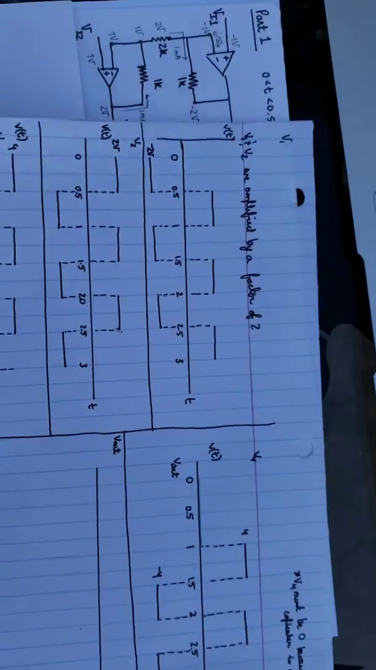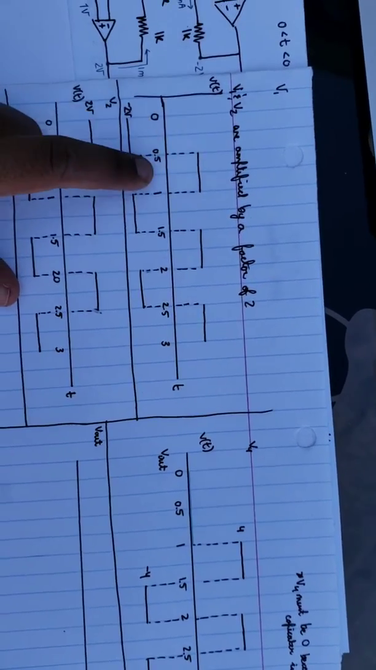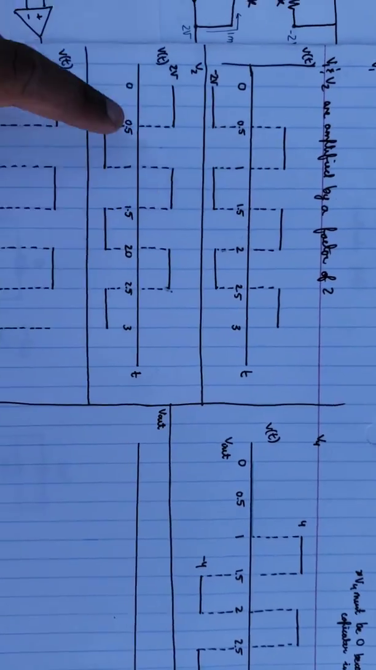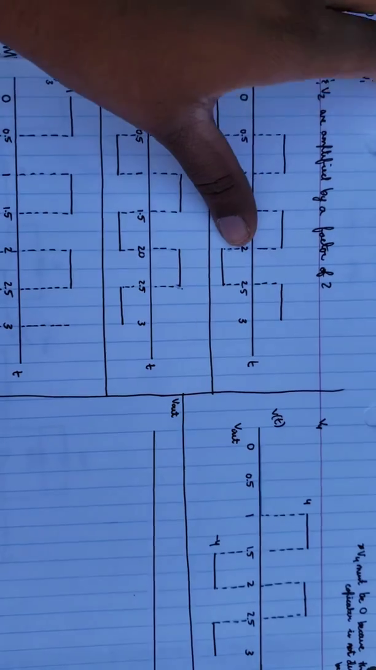So we will mark those: for V1, negative 2 volts from 0 to 0.5 milliseconds. And for V2, we will mark 2 volts for 0 to 0.5 milliseconds.